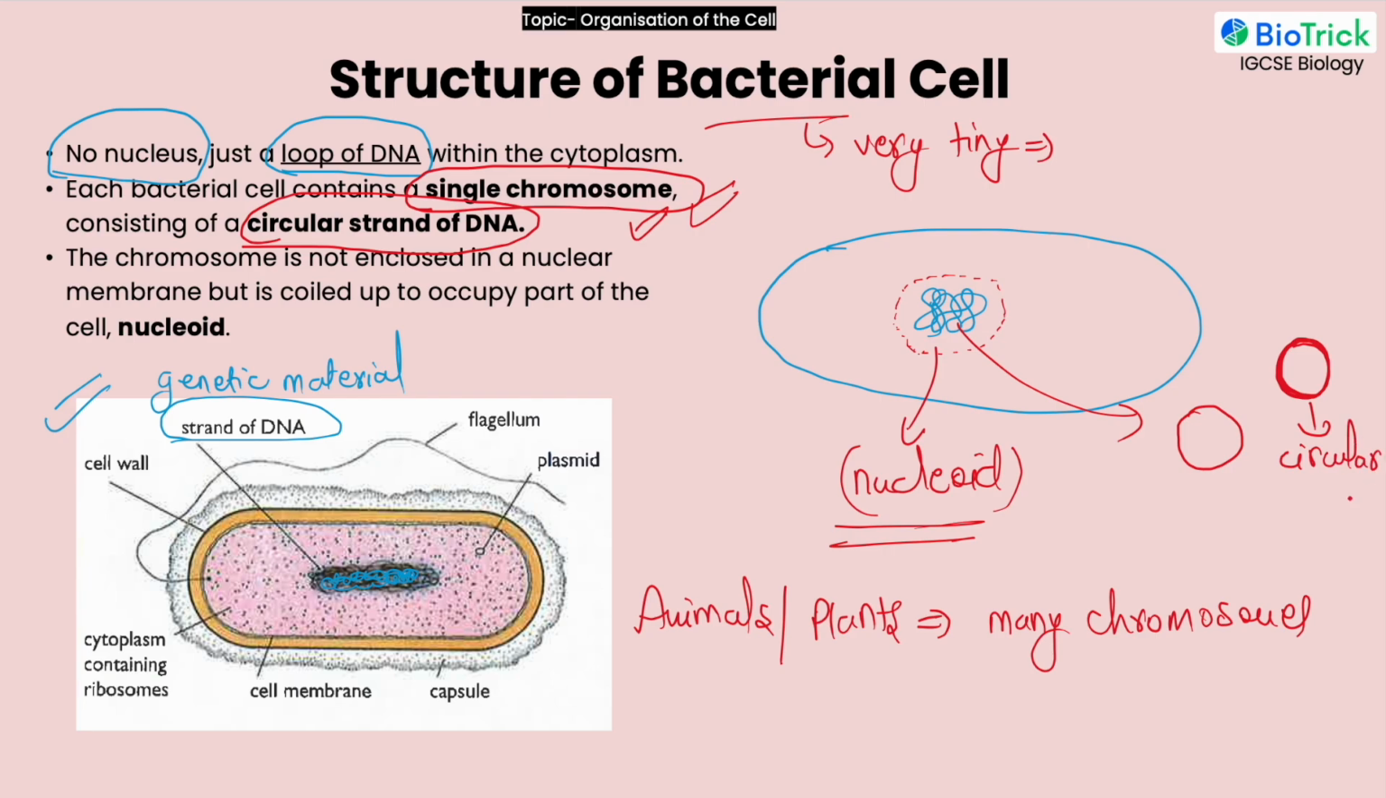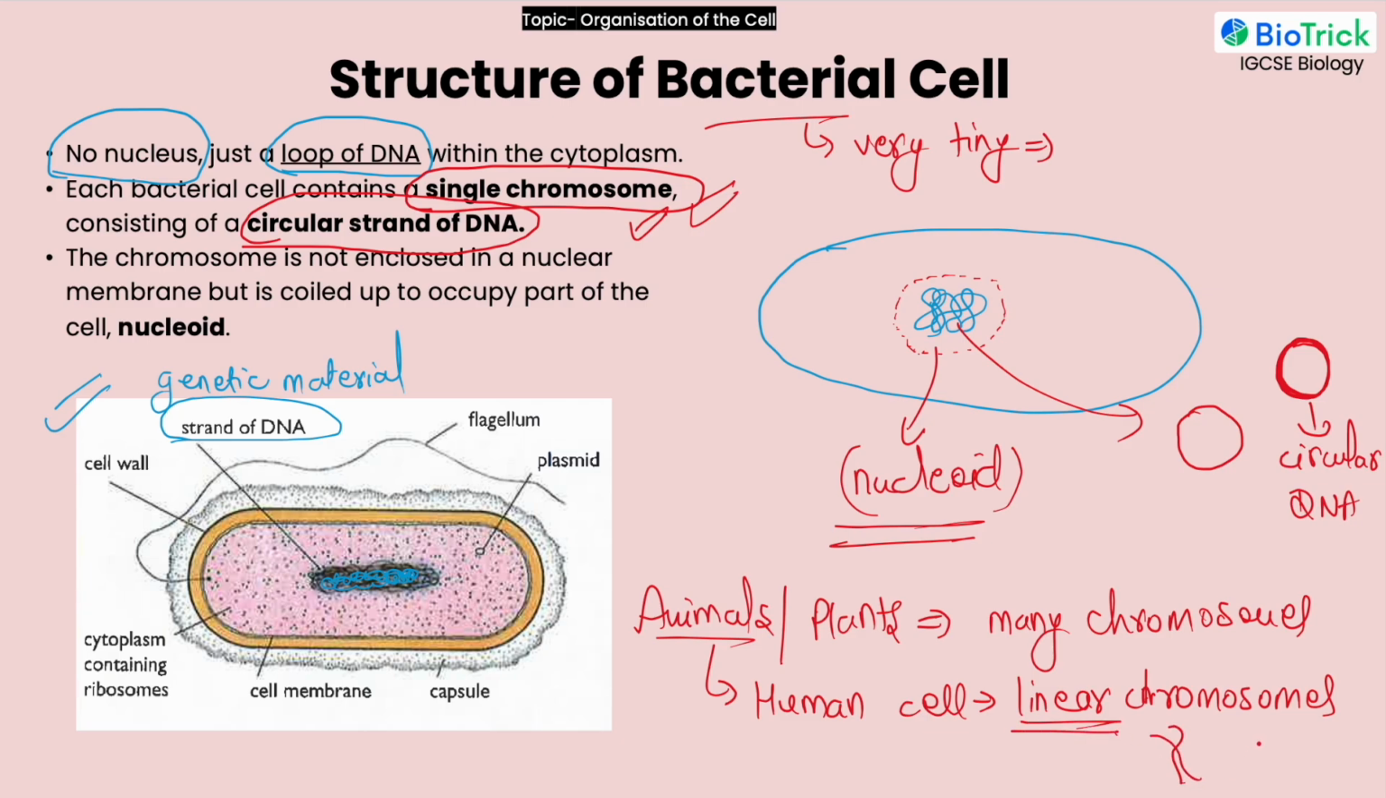It is called circular DNA. And if we compare it with a human cell, we have linear chromosomes. We do not have circular strands. We have linear chromosomes like this, as you might have seen in the diagrams. We have linear chromosomes, and bacteria have a circular strand of DNA.